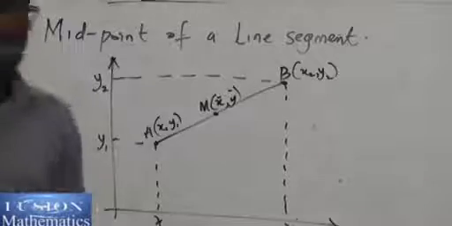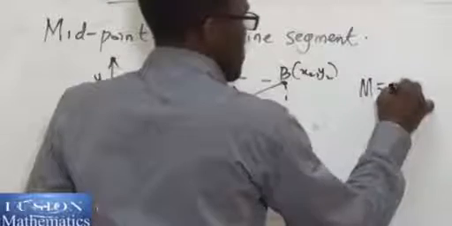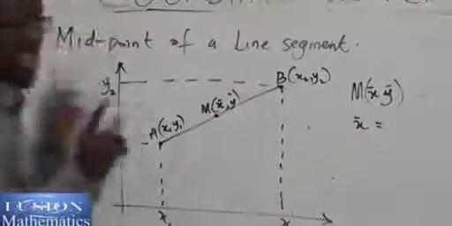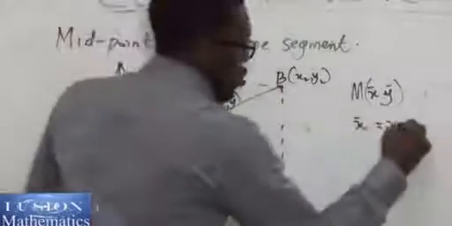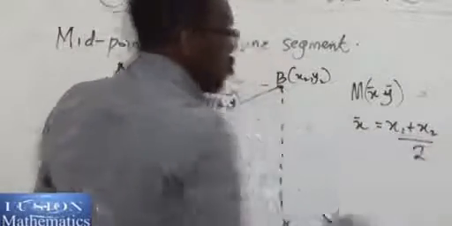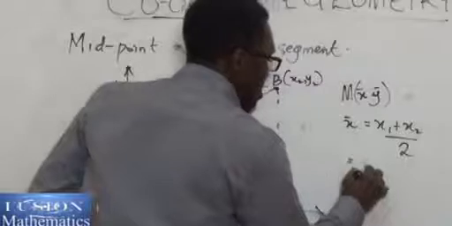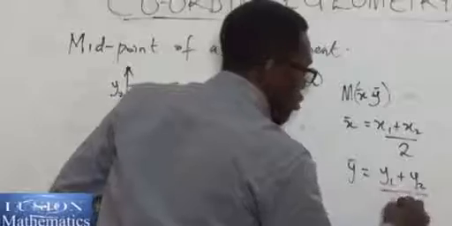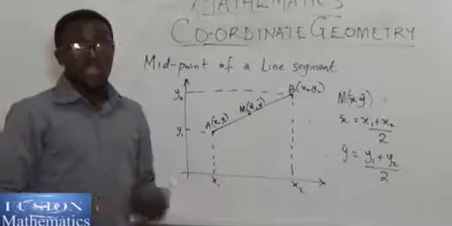To get the coordinate of this midpoint, we use a formula. For the midpoint, x-bar will be the addition of the coordinate of the first point and the coordinate of the second point, which is x1 plus x2 all over 2 to get the coordinate x-bar. Then for y-bar, we have y1 plus y2 all over 2 to get the coordinate of y-bar. And this is how we get the midpoint of a line segment.